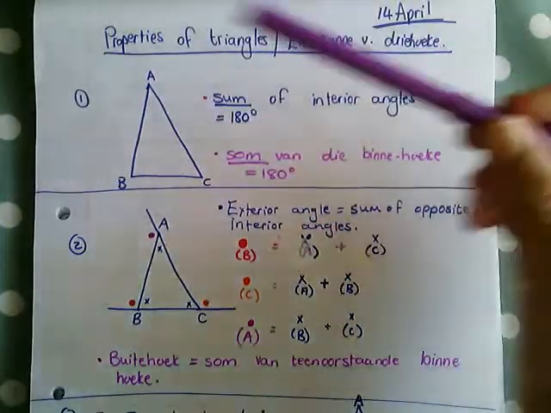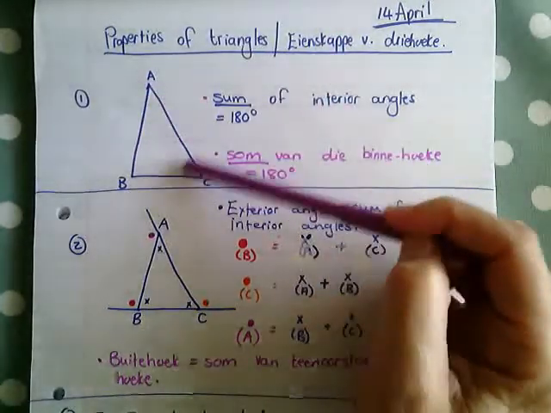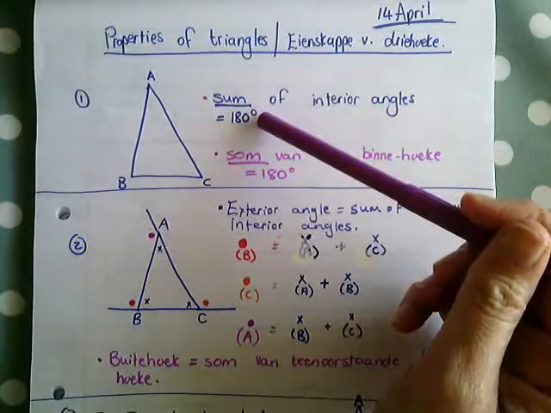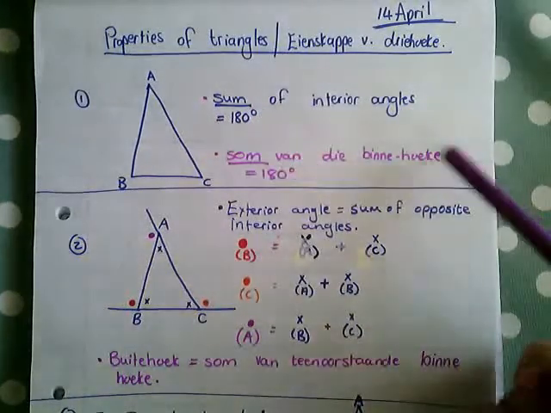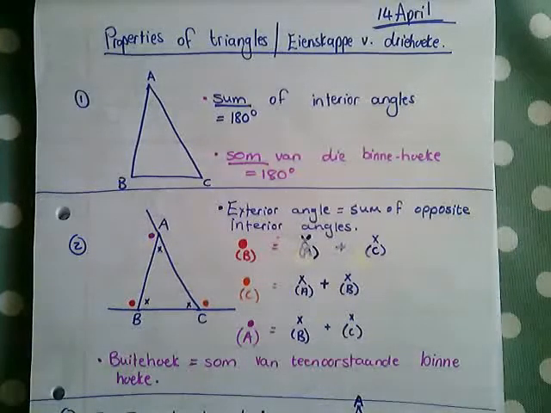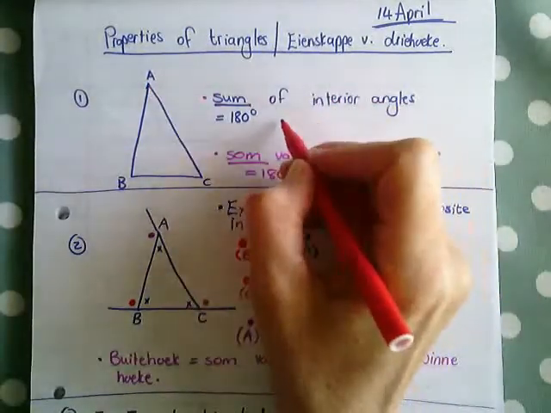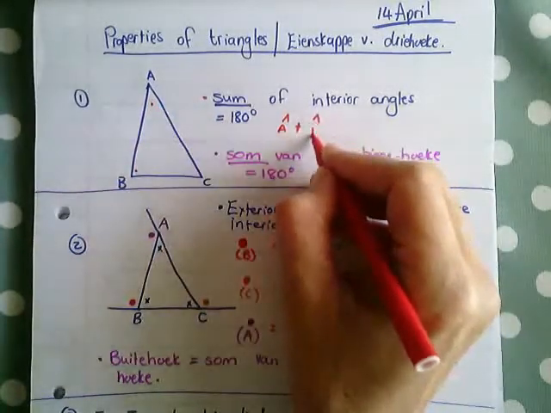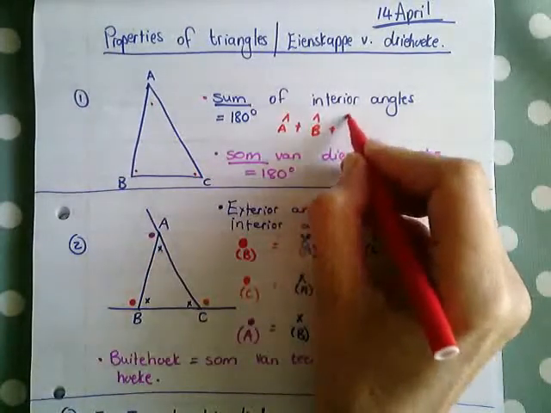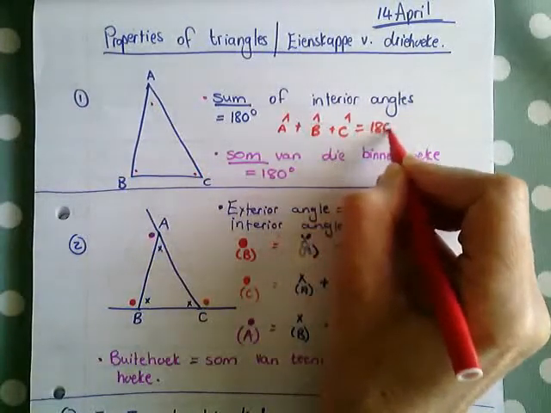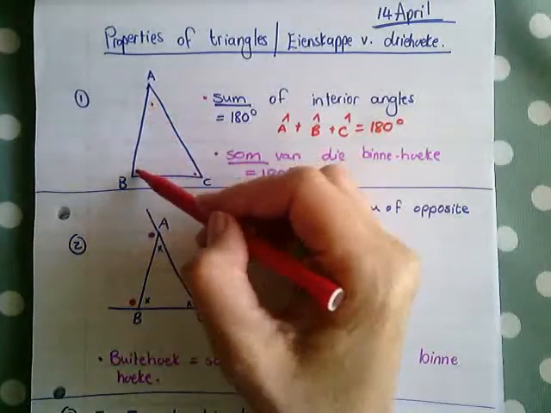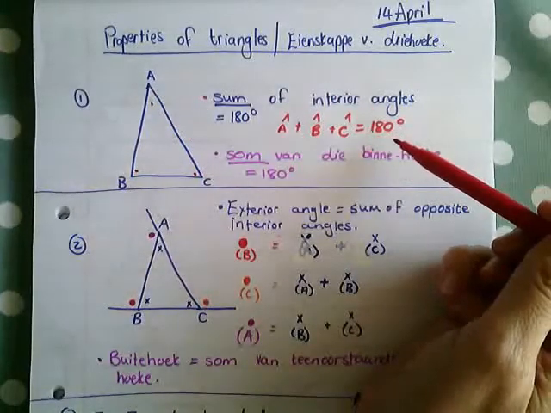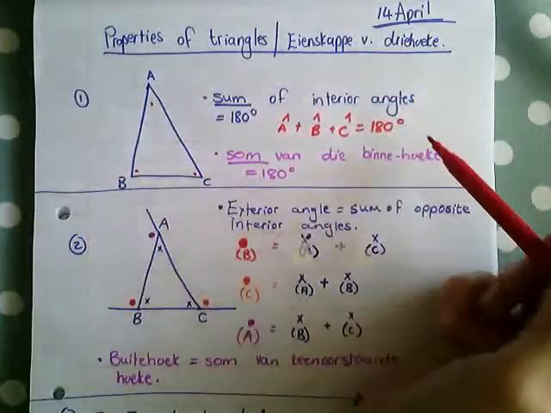The first one is the property that says that the sum of the interior angles equal 180 degrees. Die som van die binnehoeke is gelyk aan 180 grade. Wat dit beteken is daai hoekie A plus daai hoekie B plus daai hoekie C saam is gelyk aan 180 grade. So that angle A plus that angle B plus that angle C will add up to a sum of 180 degrees. So you can write that down.